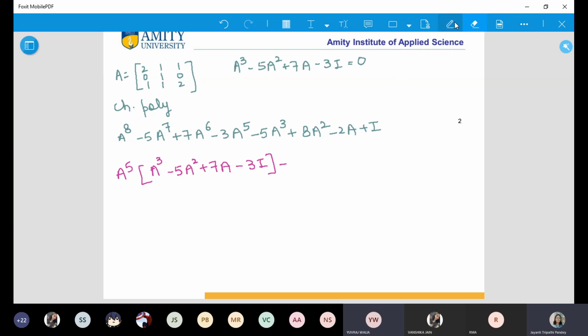Yes, ma'am. Please note, this has plus a to the power 4, minus 5a cube plus 8a square minus 2a plus I. Rest all is correct. Only a4 is missing. Yes, ma'am. Okay, now it will come. Now you can take out a as common.